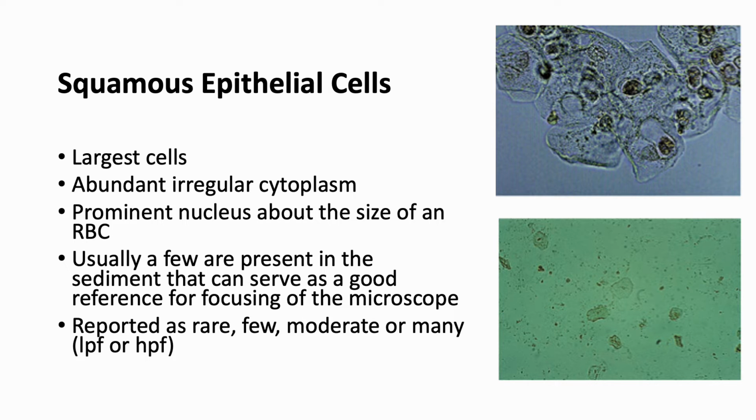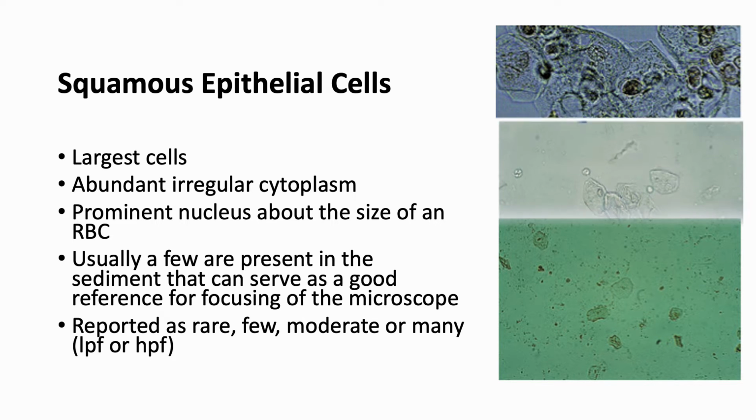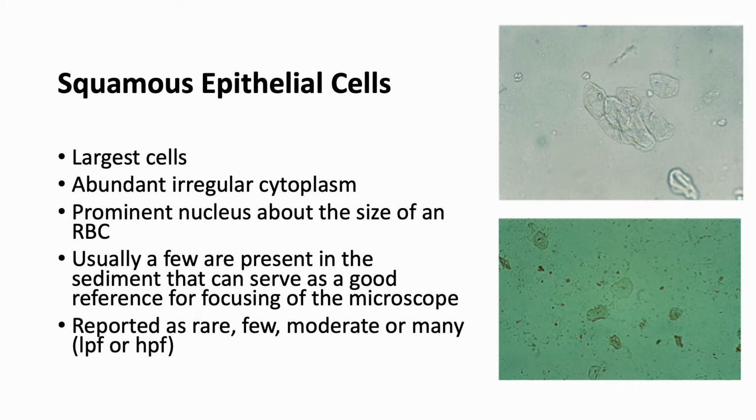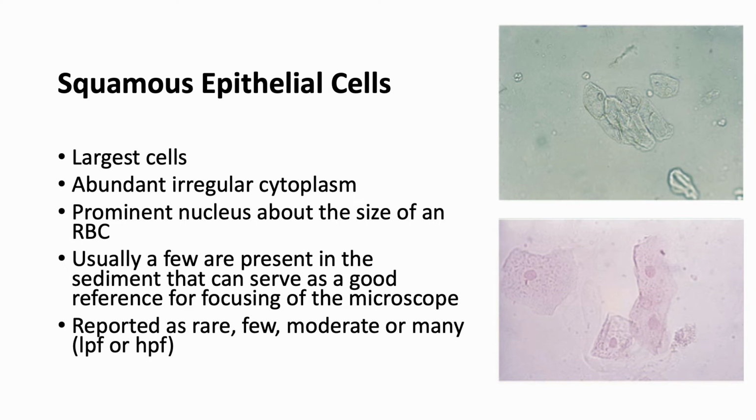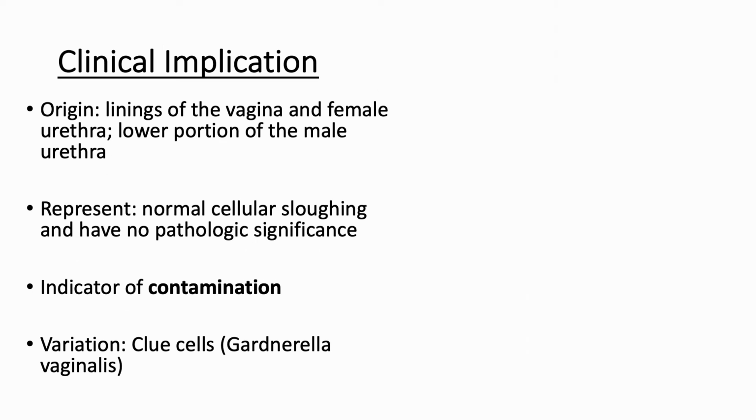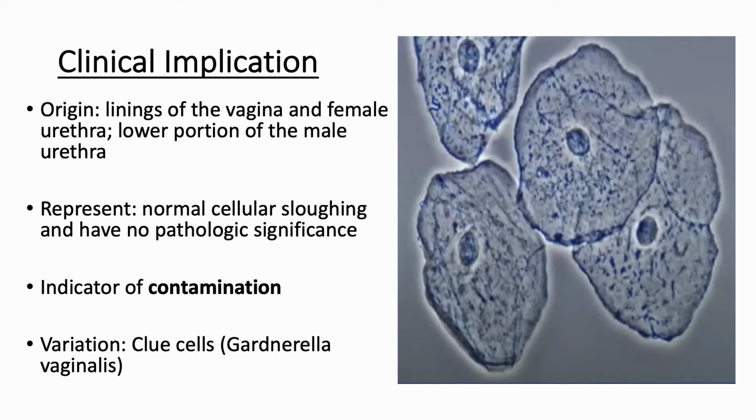So these squamous epithelial cells are reported as rare, few, moderate, or many in low or high power field. Here are some clumps of squamous epithelial cells with folded forms and a special stained squamous epithelial cell. The clinical implication of the presence of these squamous epithelial cells is that they are indicators of contamination.